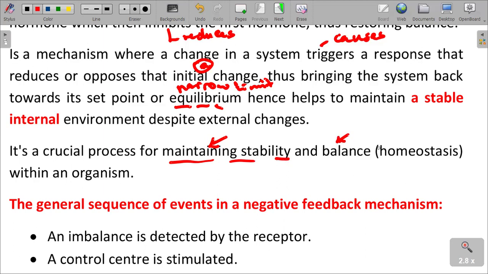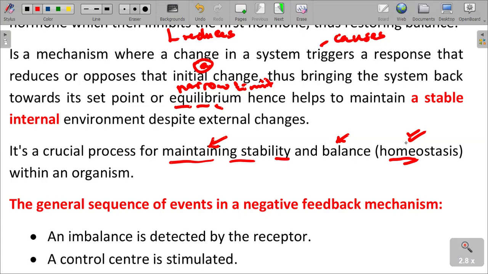What do we call that stability and balance? It is what you call homeostasis, class. Homeostasis is actually what you call a stable internal condition. So what I want you to understand is that homeostasis is maintained because of the negative feedback mechanism. The negative feedback mechanism is the one that controls or promotes homeostasis, which we are to discuss in the next few moments to come.